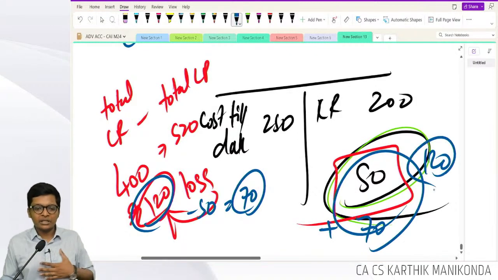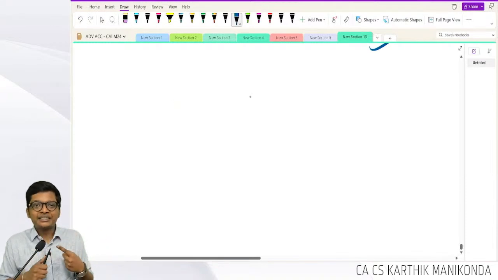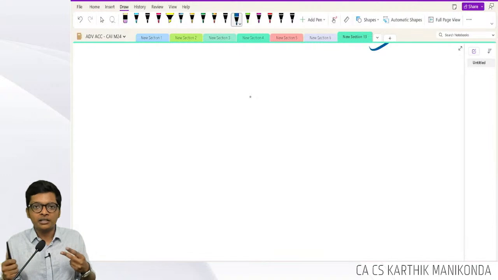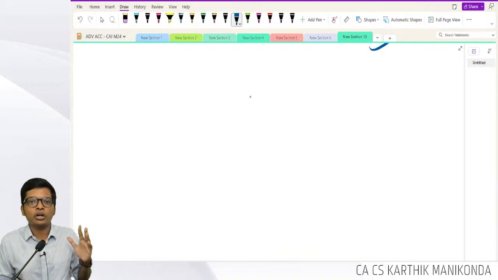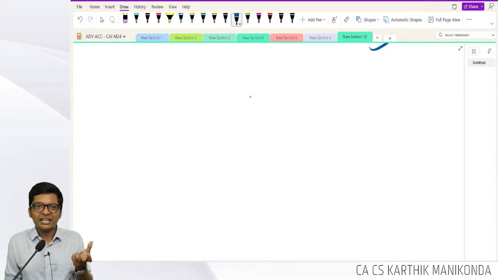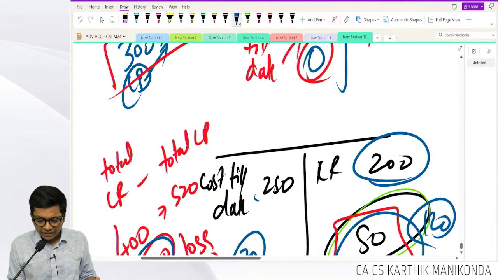So let me repeat for the construction contract, very simple. Step 1, find the cost till date. Step 2, find the total cost to be incurred. Step 3, divide cost till date by total cost to find the percentage of completion. Apply this percentage on the contract revenue to find the current year revenue, which will be accounted, against the current year cost.